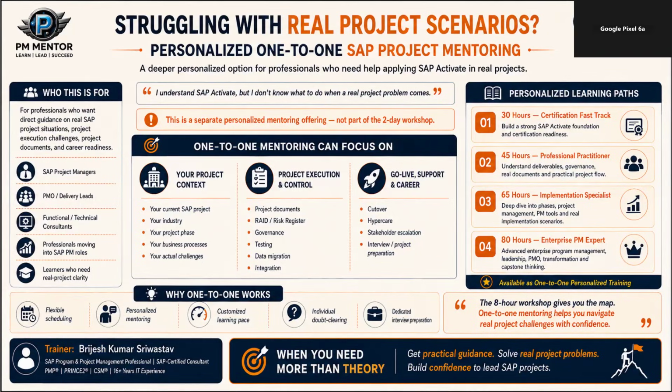preparation. So if I put the difference in one simple line, the 8-hour workshop gives you the map, and one-to-one mentoring helps you navigate the difficult parts of the journey. The workshop gives you clarity about the full life cycle. The personalized mentoring helps you apply that understanding to real project challenges, real decisions, and your own career goal. So if you feel that you need more than theory and you want practical guidance around your own SAP project situation, this is the deeper option available.